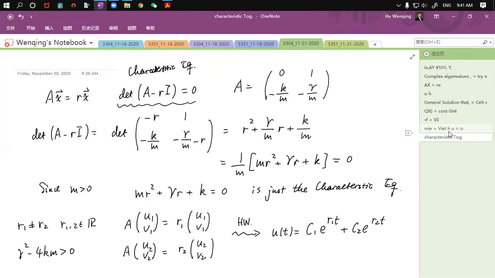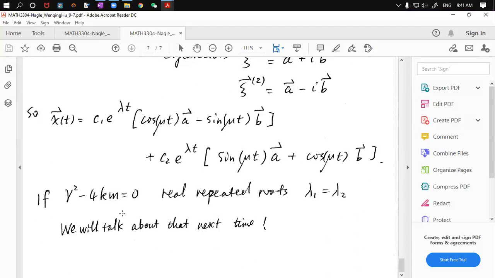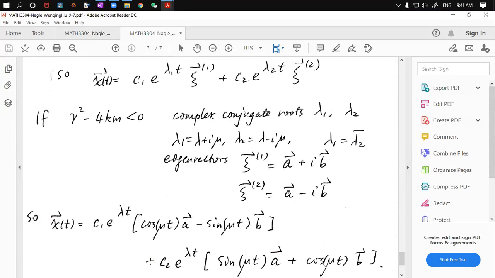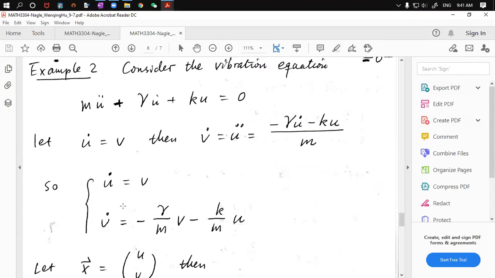A similar thing is going to happen if you have complex roots as well as the real repeated root case. This example tells you that what we have been talking about for the 2x2 system of equations is actually connected to what we have been talking about in previous chapters, when we talked about vibrations or general higher order differential equations. Is that good, everybody? This is a nice example that everything is interconnected.